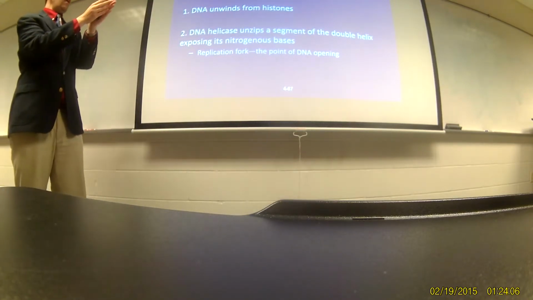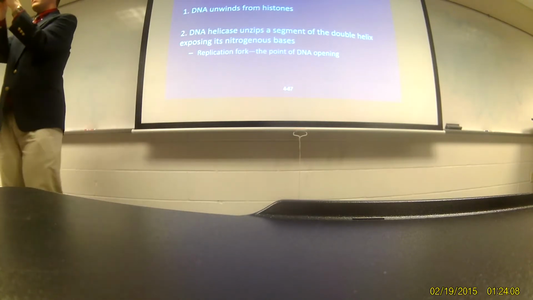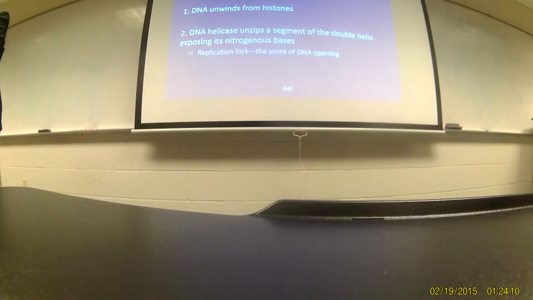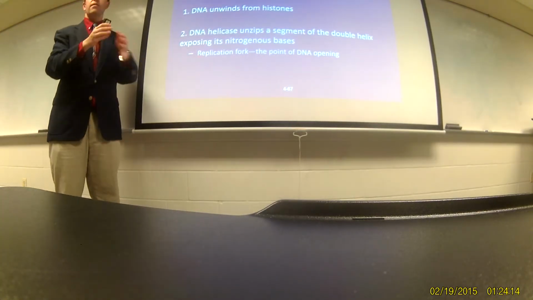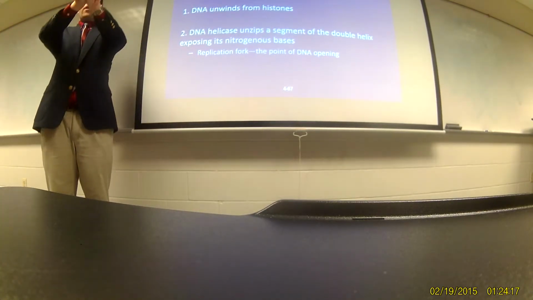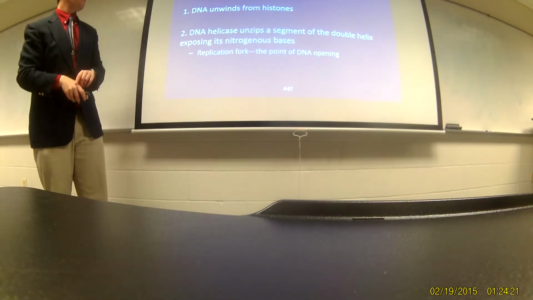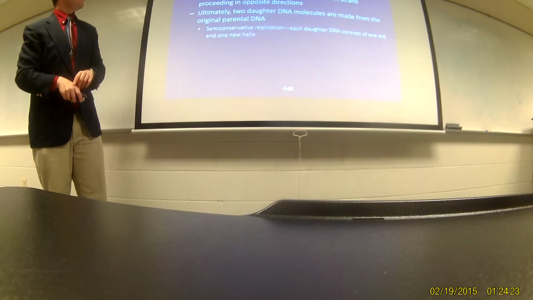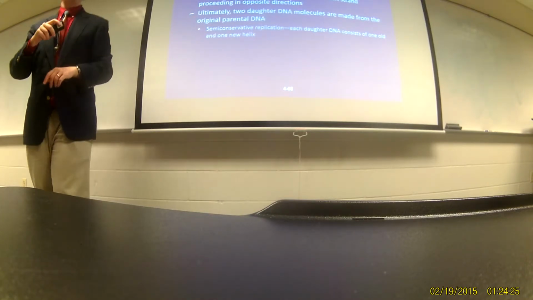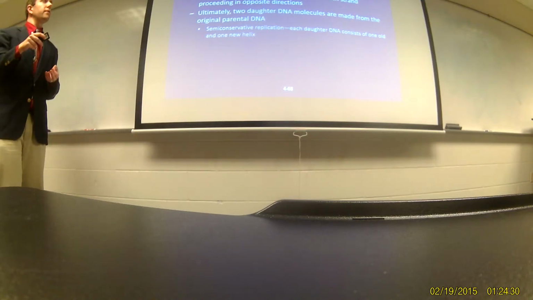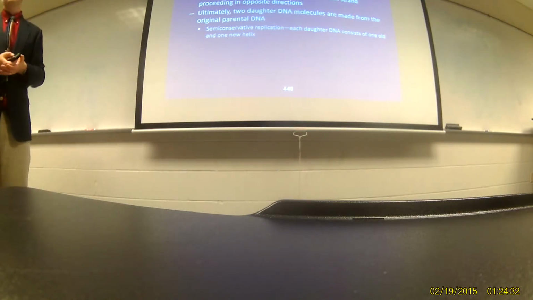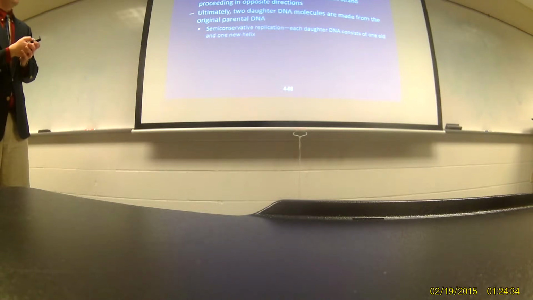And so it has to unzip it. Where it is unzipping, the point where it is actually unzipped, is called the replication fork. So replication is the copying process. The fork is where the DNA is breaking apart. Second part is the replication itself. There's an enzyme called DNA polymerase. It's ASE, meaning it's an enzyme. It's going to make a DNA polymer, so it's DNA polymerase.